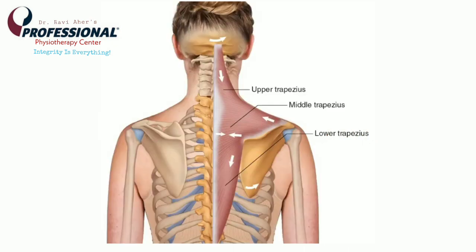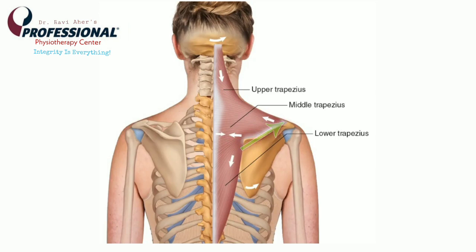The upper trapezius attaches into the medial 1/3 of the superior nuchal line of the occiput and the external occipital protuberance and the nuchal ligament and the spinous process of C7. From there, it runs distally to attach into the lateral 1/3 of the clavicle and the acromion process of the scapula.